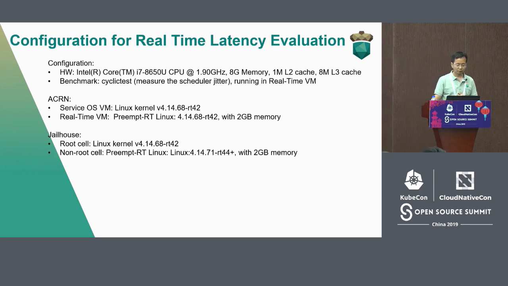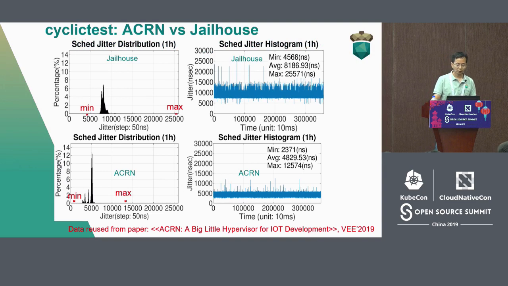But how about its real-time performance? We have evaluated the real-time latency. We have an Intel Core CPU with 1.9 gigahertz and 8 gigabyte memory, and we also have the PreemptRT for both, and we would benchmark both on their configuration, and this is the result we got.